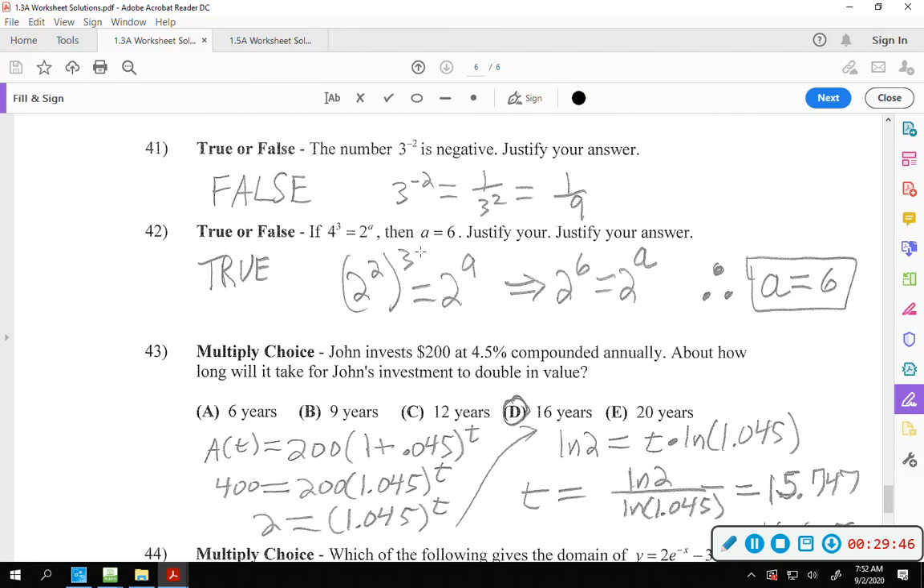Exponent raised to the exponent is 2 to the 6th power. Oh, this is true. A equals 6. That's how we would verify it. Don't solve this one by taking the natural log of both sides.